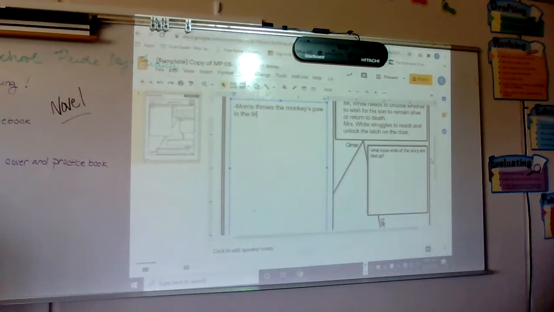Their son has an accident. Okay, let's wait on their son dying and having an accident until we get a few more things in there. Yes, that will be part of the rising action, but let's try to do them in order as much as we can. They don't have to be perfectly in order, but as much as we can. Okay, what else happens? He throws the paw in the fire, then what happens?